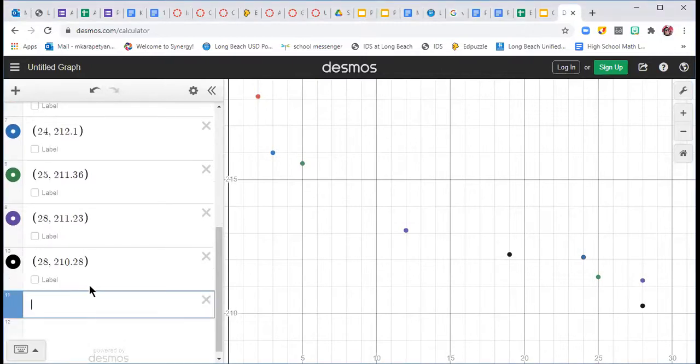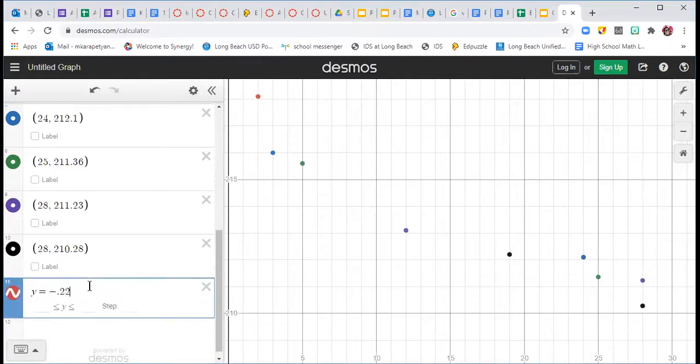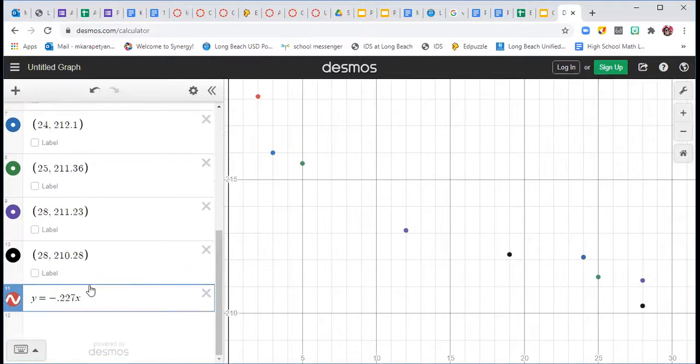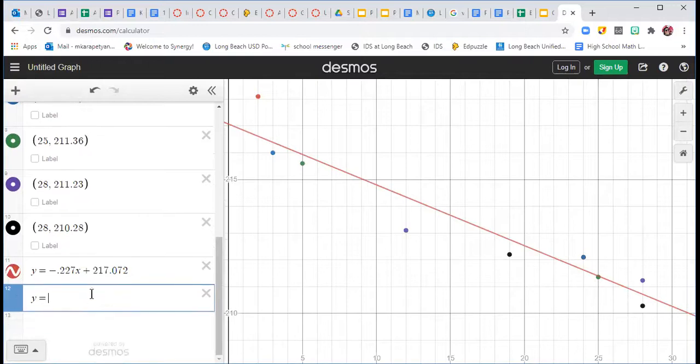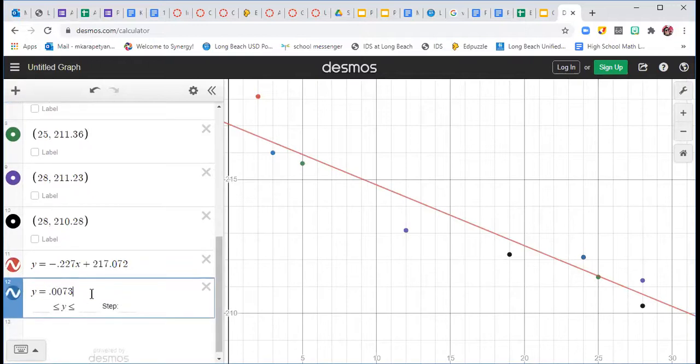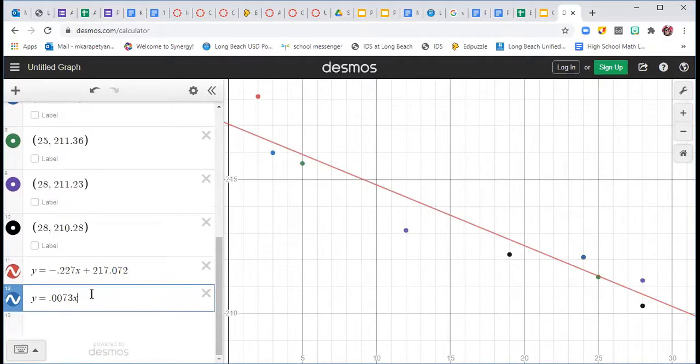So if I use the same functions that I had from before, okay, I have y equals negative 0.227x, this is my linear, plus 217.072. Okay, that's my linear regression. My quadratic, I have y equals 0.0073x squared.